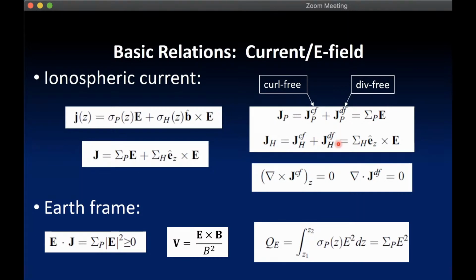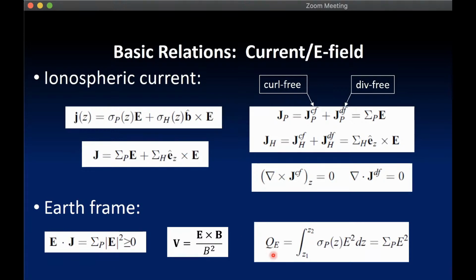And so it has a divergence, it has a curl-free part. The reason for that is because of the gradients in the Hall conductivity. I'm not going to have to deal with that anymore in this presentation. The key thing, though, is that even given the gradients in the conductivity, E dot J, which is sigma_P E squared, is always positive definite. Even if the neutral winds are driving the electric field, the dissipation is still positive definite in the ionosphere, that E dot J, in the Earth frame.